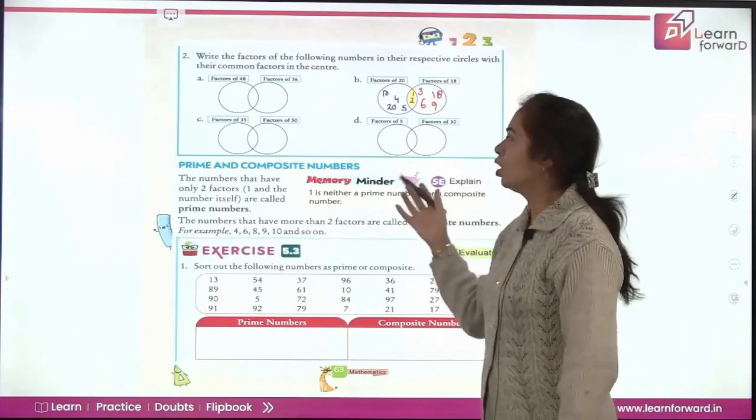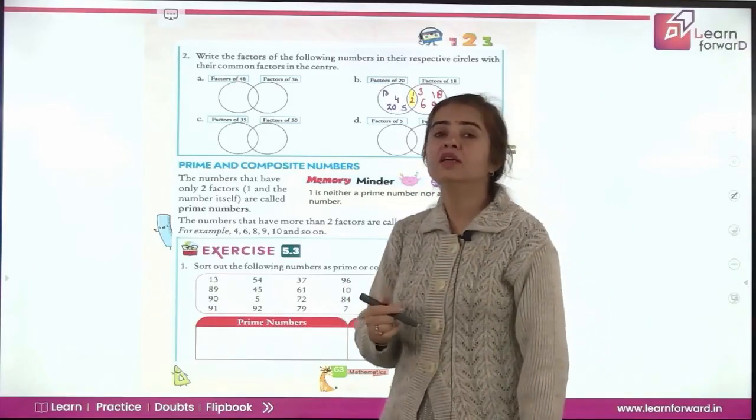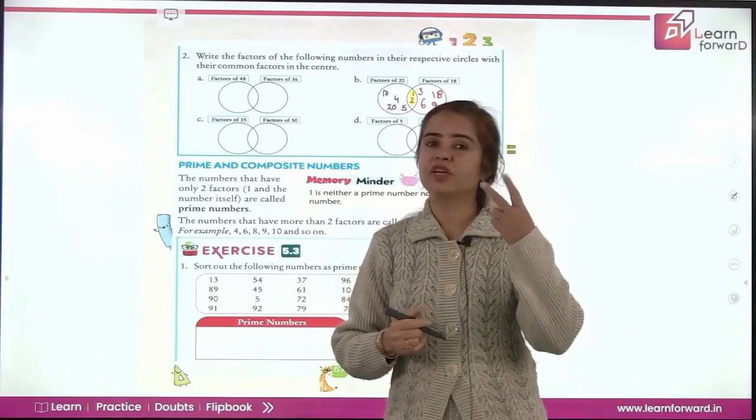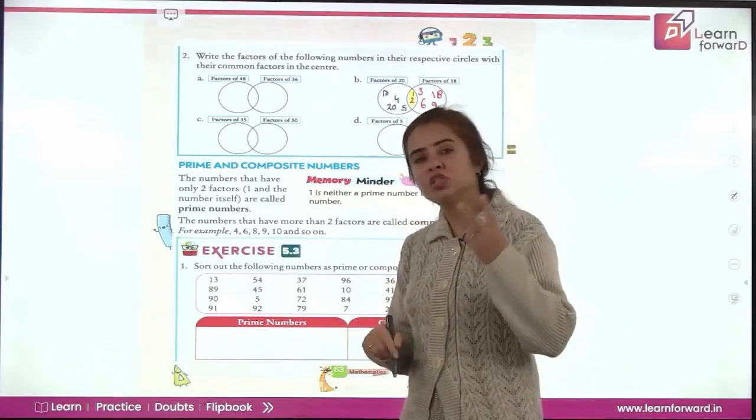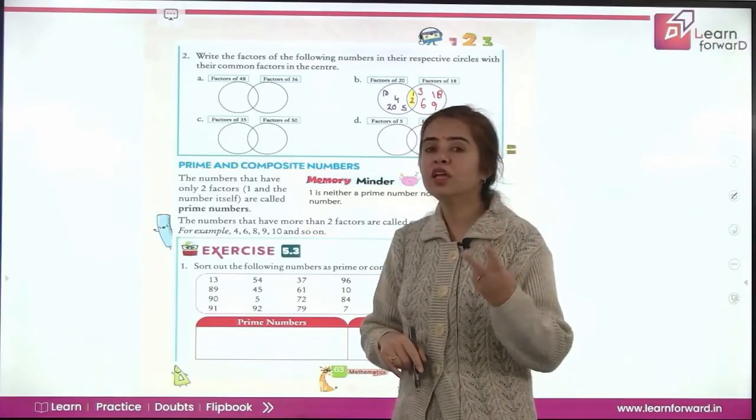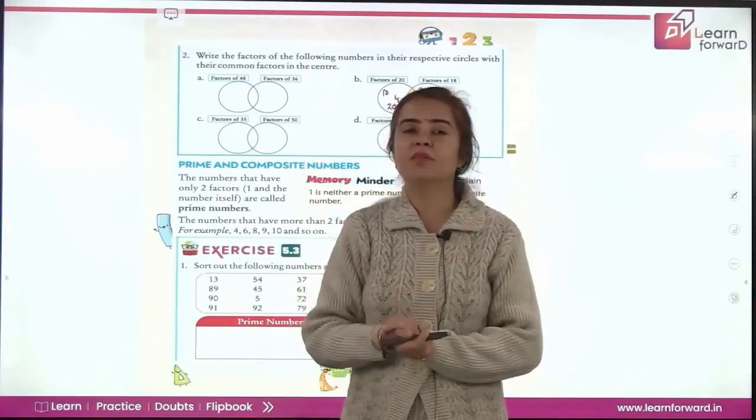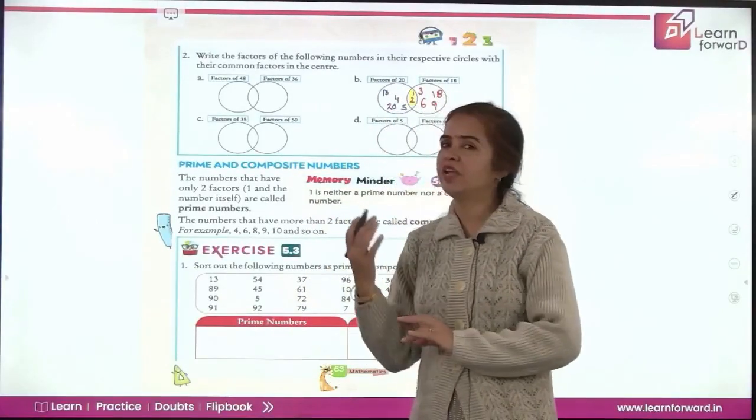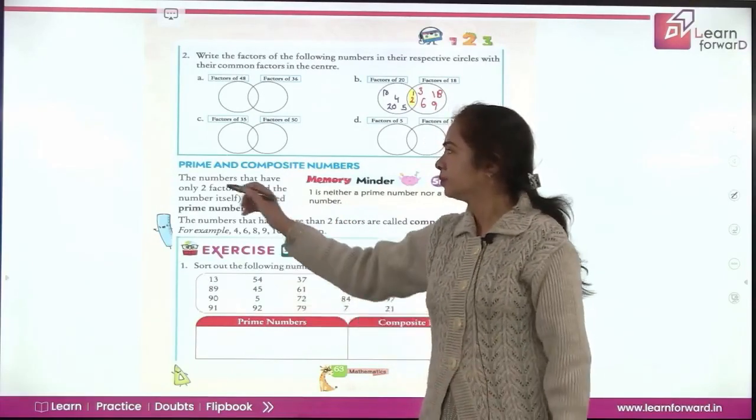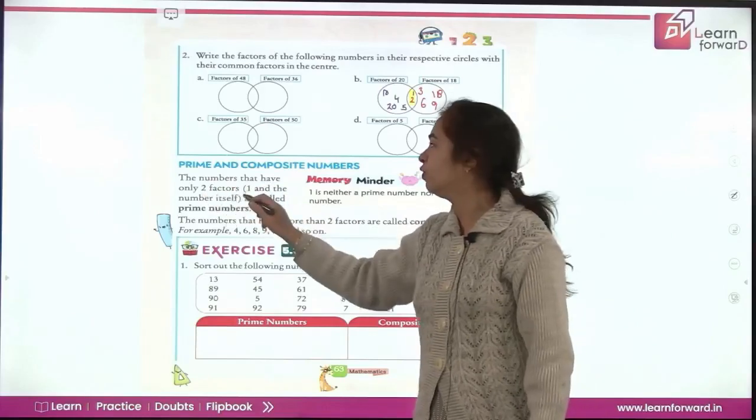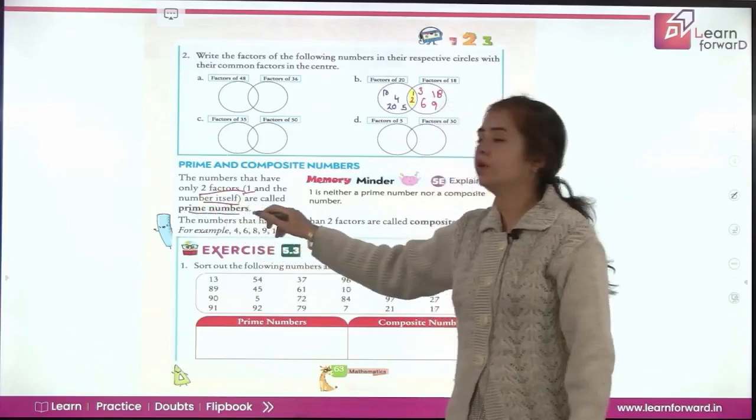That's great. Now coming to prime and composite numbers, we have just read that the numbers which have only 2 factors... Do you remember we found out the factors of 13? How many factors were there? Just 2, 1 and 13. So if a number has only 2 factors, 1 and itself, such numbers are called prime numbers. And if they have more than 2 factors, they are called composite numbers. So the numbers that have only 2 factors, 1 and itself, they are called prime numbers.